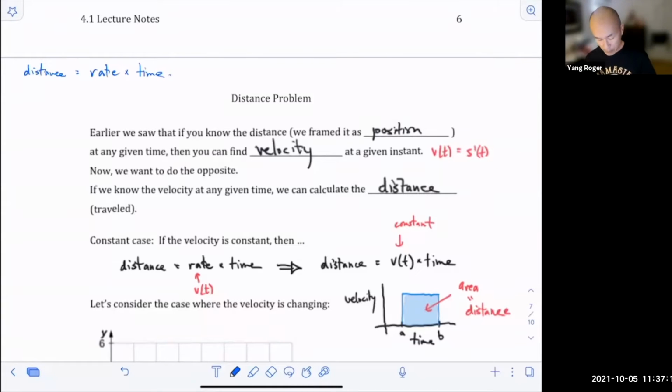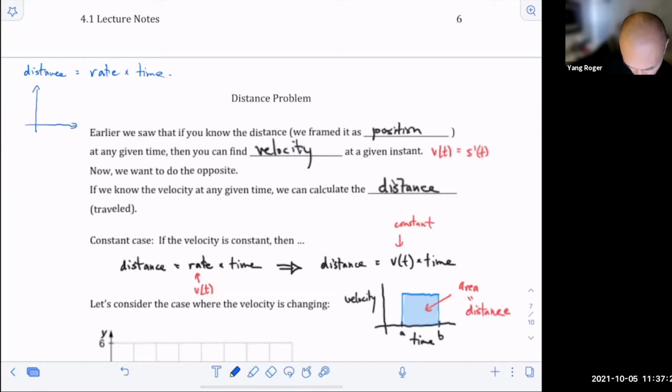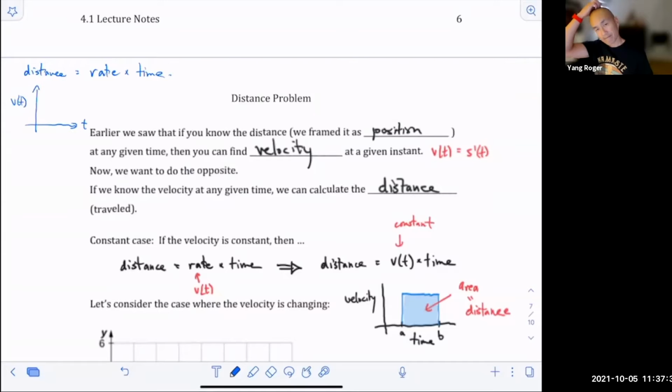So what I can do is create a little set of axes over here, and I can put the time on the horizontal axis and the velocity on the vertical axis. If I had just a horizontal line like this, that means I have a constant velocity. Okay, so let's say that my picture looked like this.